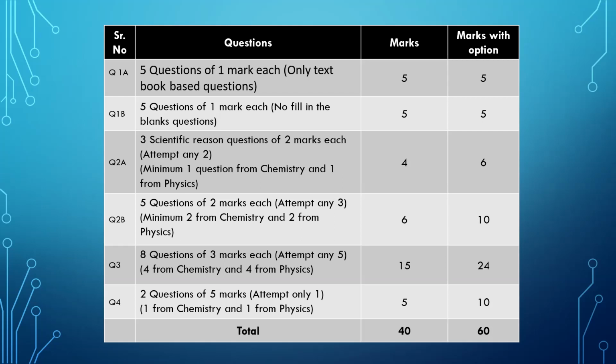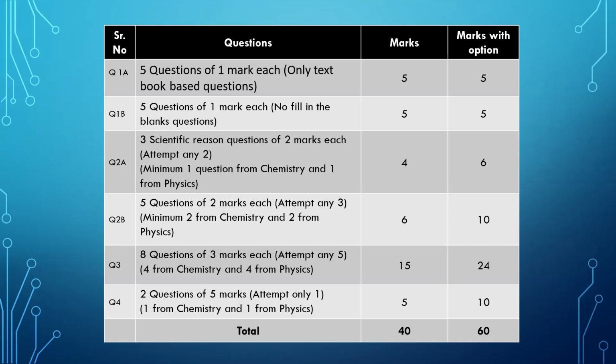Now see students, question number 1b has 5 questions of 1 mark, no fill in the blanks. You see, in question number 1b, there is no fill in the blank. There are such types of questions as find the odd man out, true or false, or name the following. Such types of questions are asked here. So there also, 5 questions are there, 1 mark for each. So marks is 5, and marks with option, no option is there, so 5.